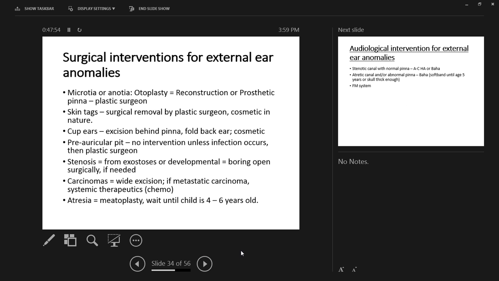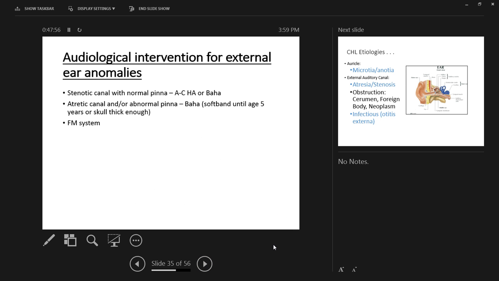Wow, I am duplicating slides. That's weird.